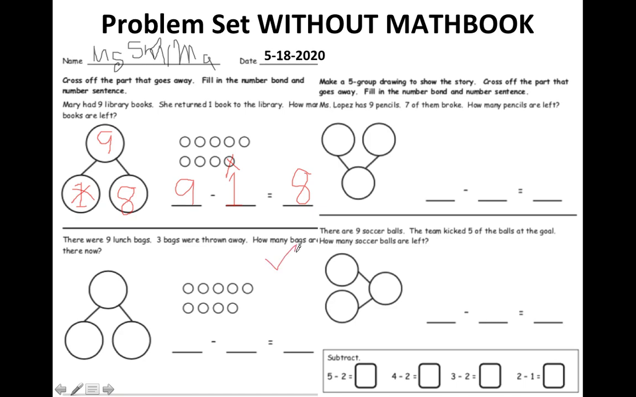I want you to do the rest by yourself, as always, and I want you to do the bottom one by yourself as well, because this one doesn't have any stories. It's just a little extra practice for you guys.